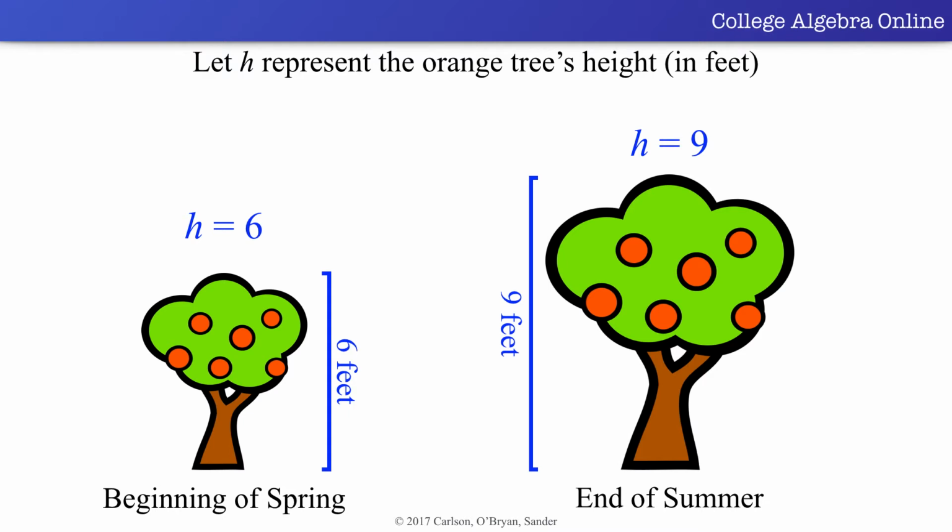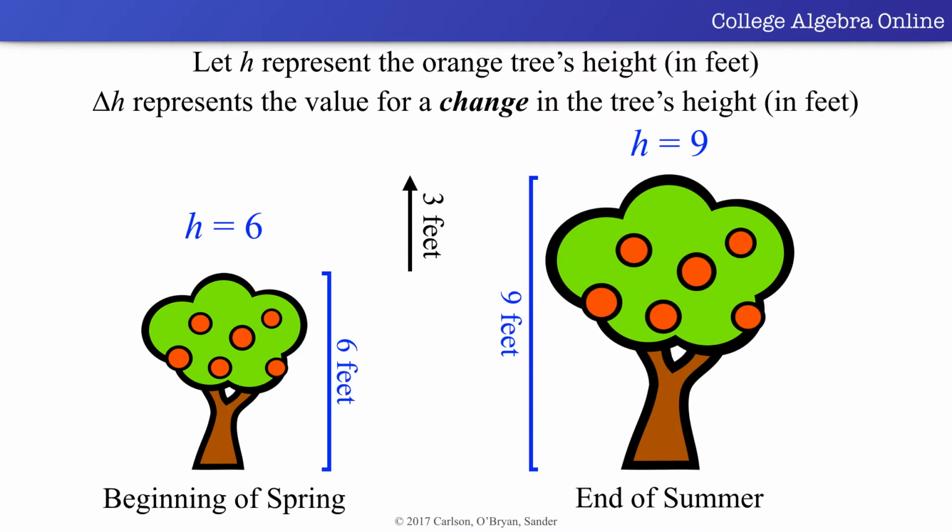The tree's height changed by 3 feet, and we have a special notation to represent this. Delta h represents a value for the change in the tree's height, so in this scenario, we say that delta h equals 3. Whenever you see the symbol delta, you can interpret it as representing the phrase "change in."